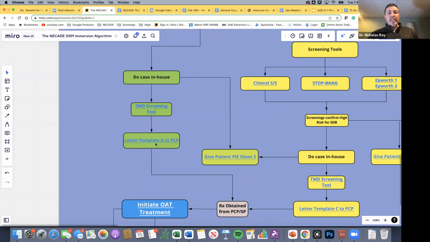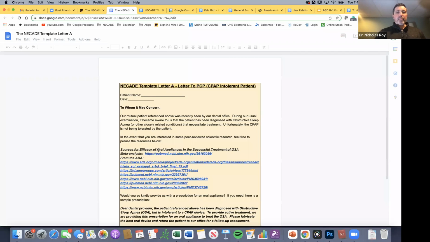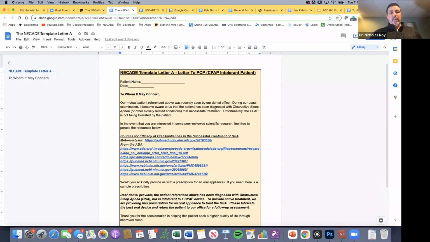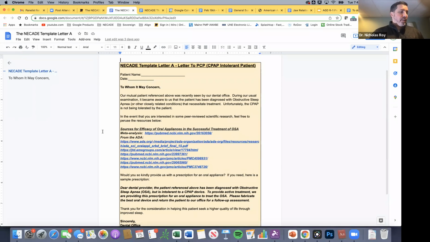All right, you then send the letter to the primary care physician. Let's just take a look at it. This is CADE template letter A, letter to the primary care physician for the CPAP intolerant patient. Basically what this says is, hey, sleep physician, your patient doesn't like the CPAP. You may or may not be aware of mandibular advancement devices and oral appliance therapy. If you're unaware, here are some resources if you would like to educate yourself more.